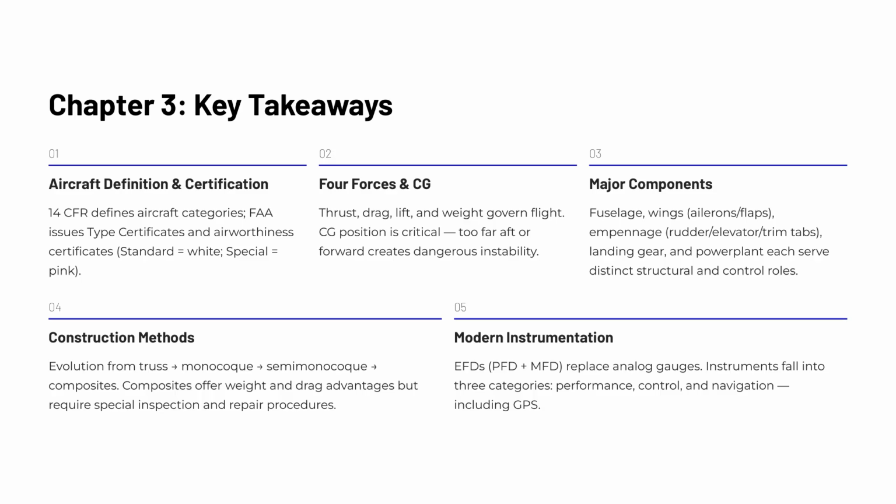Third, you examined the major components of an aircraft and how each one contributes to both structure and control. Fourth, aircraft construction has evolved significantly, from simple truss frameworks to advanced composite materials, which offer real performance benefits but demand specialized inspection and repair knowledge. Finally, modern electronic flight displays have transformed the cockpit environment. Understanding how performance, control, and navigation instruments work together, including GPS, is essential for today's pilot.